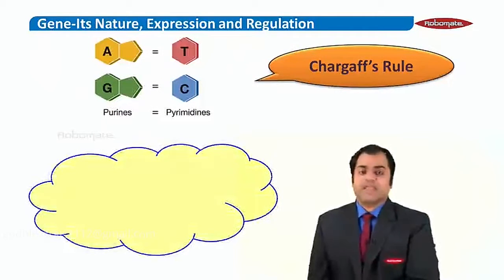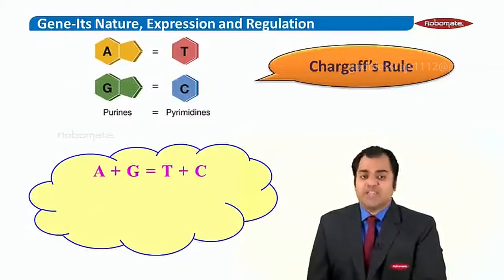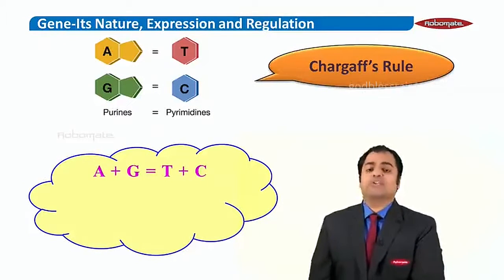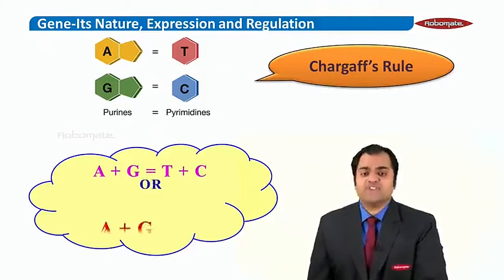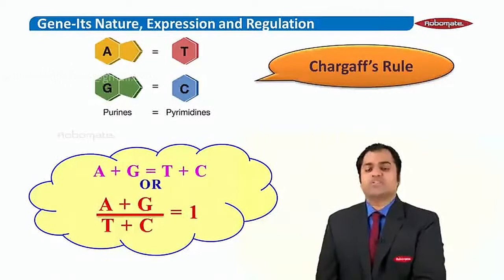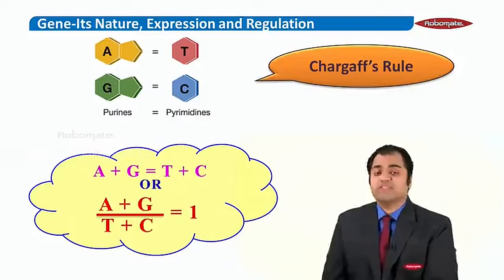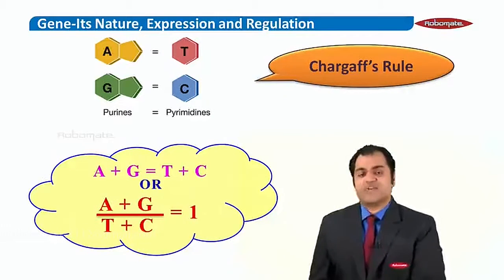You can see here. Now, if purines are equal to pyrimidines, you can also say that A plus G, which are purines, will be equal to T plus C, which are pyrimidines. Or the ratio of A plus G to T plus C will always be equal to 1. Correct? Because purines are always equal to pyrimidines. And this is called Chargaff's rule.